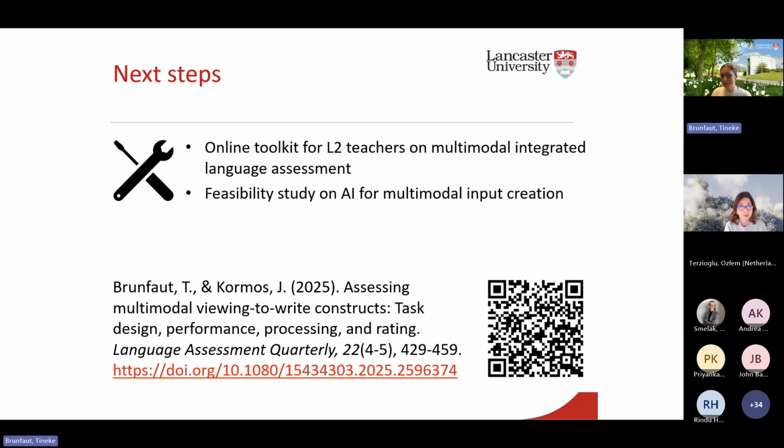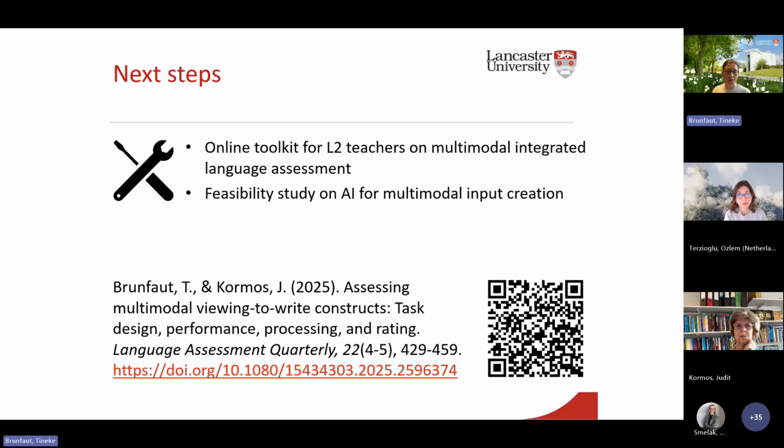We are still excited about our project, having worked on it over a couple of years with all the research. So we are continuing a little bit with it. We're in the process of developing an online toolkit for second language teachers. And we're also looking at the feasibility of AI tools for creating multimodal inputs, to what extent that is feasible, and whether it makes life more difficult or less difficult. So we're experimenting with that now that AI tools are available.